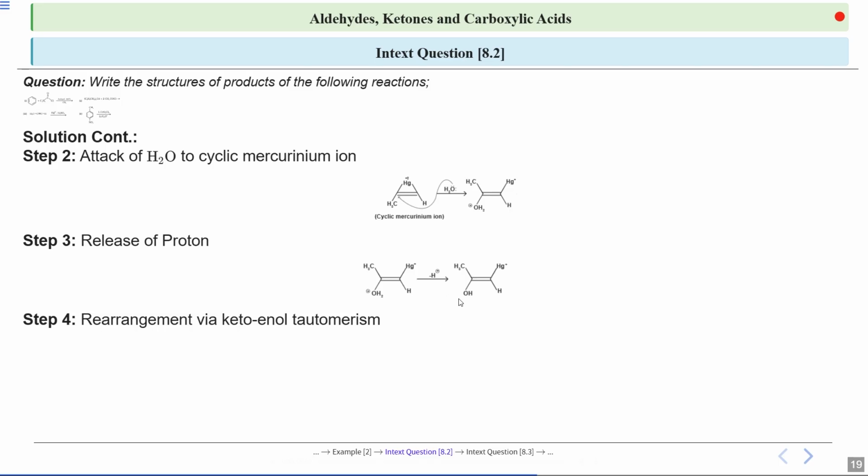Next step, it involves the rearrangement via keto-enol tautomerism. So the enol intermediate is unstable, and to gain stability, it undergoes keto-enol tautomerism. Here you see the depiction of the keto-enol tautomerism. The hydrogen from this OH migrates to the adjacent carbon and a double bond shifts over here. This generates the C=O double bond over here.